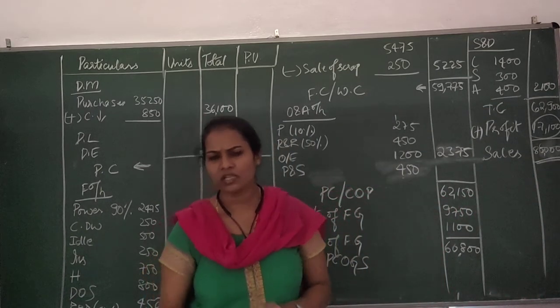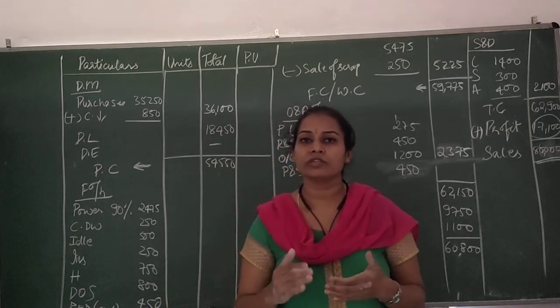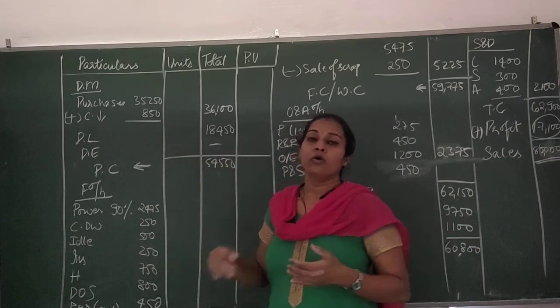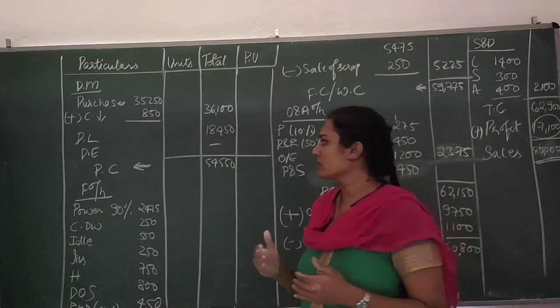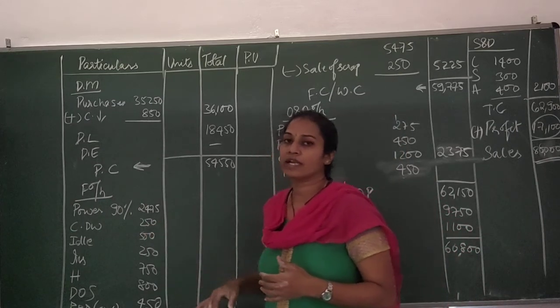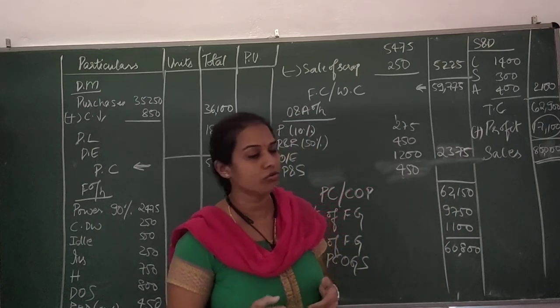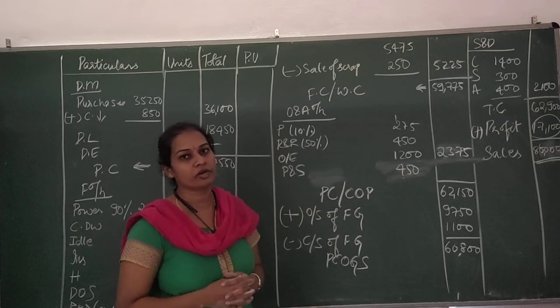Let me repeat. Please remember. Opening stock and closing stock of raw materials will be taken under your direct material. Opening stock and closing stock of work in progress will be taken under your factory overhead. Opening stock and closing stock of finished goods will be taken after your production cost or cost of production.